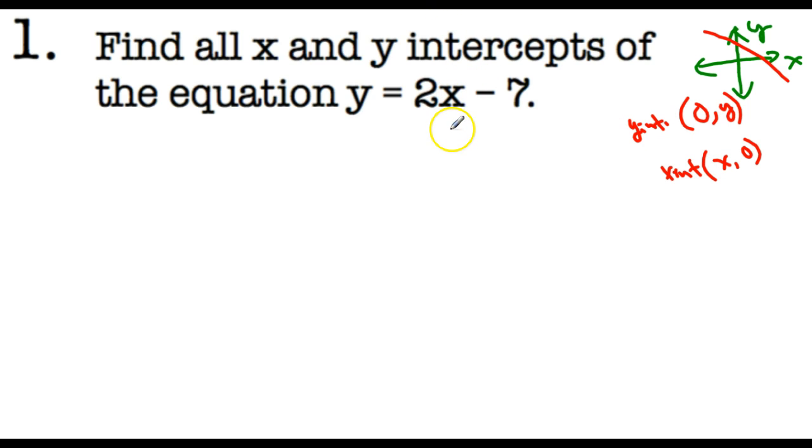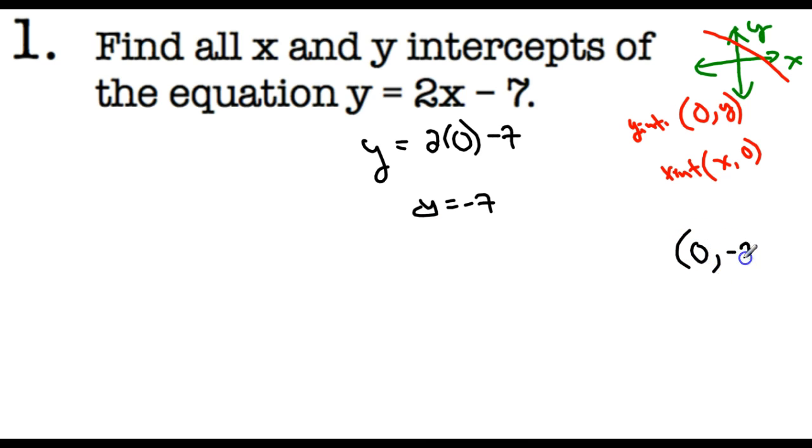For this one right here, to find the y-intercept, I'm going to put 0 in for x. So 2 times 0 is 0, minus 7 gives me the y-intercept to be equal to negative 7. And I would just want you to get in the habit of writing this as an ordered pair. So my first one will be when x is 0, y is equal to negative 7.